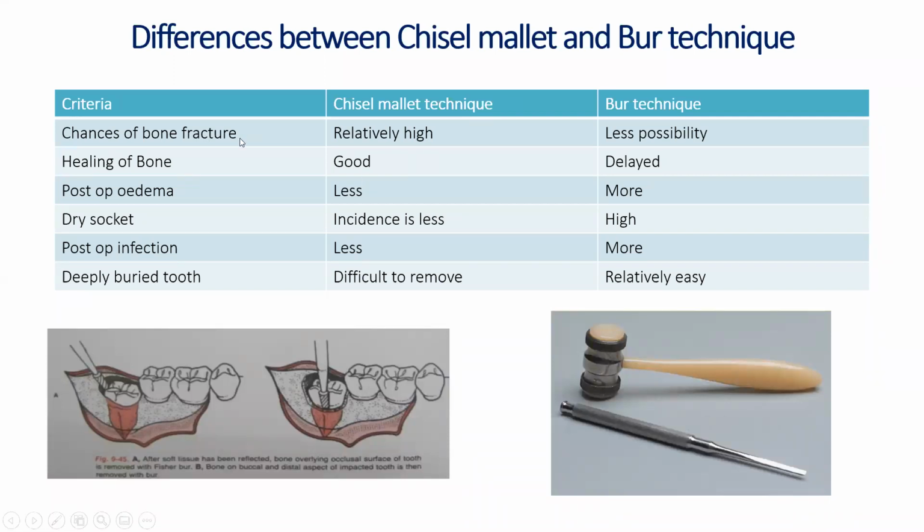So coming to the differences in criteria, we have chances of bone fracture. It is relatively high in chisel mallet technique and less possibility in burr technique. Healing of bone is good in chisel mallet technique and delayed in burr technique. The post-op edema is lesser in chisel mallet technique and more in burr technique. Dry socket incidence is less and higher in burr technique. Post-op infection is less in chisel mallet and more in burr technique. Deeply buried tooth, difficult to remove in chisel mallet technique and relatively easy in burr technique.